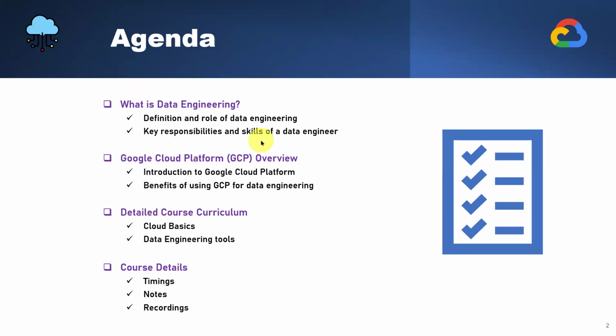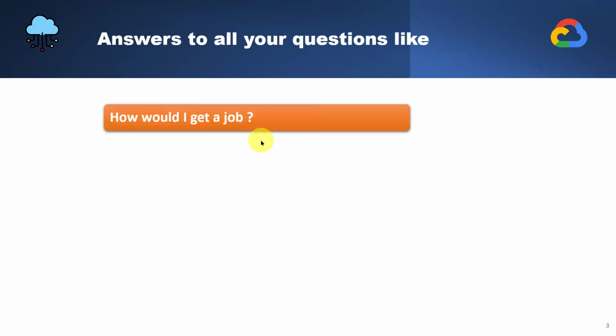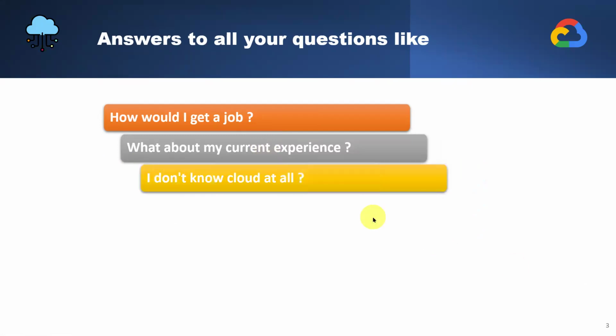Okay, before we jump onto that, some of the people may be having questions like, sir, how would I get a job with this course? Some people may be asking, sir, I have current experience, what about my current experience? How do we manage that? And some people may be having a question like, sir, I don't know cloud at all. Will I be able to learn it or not? How can I learn it?